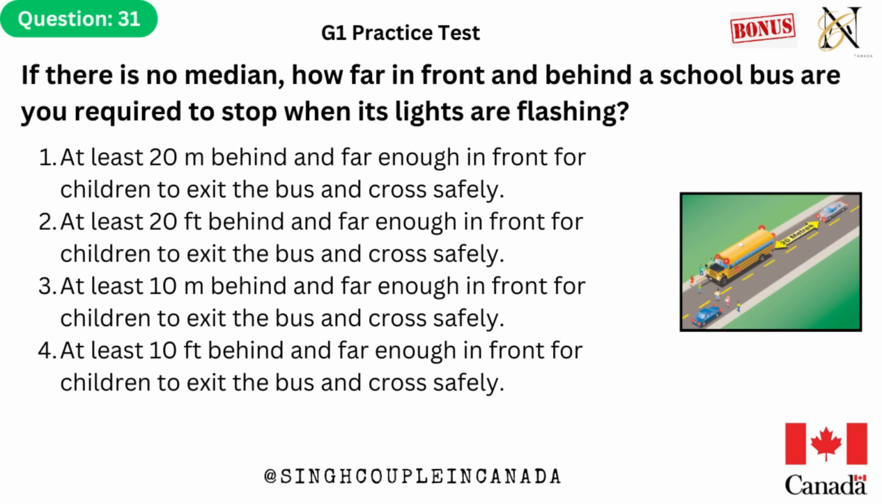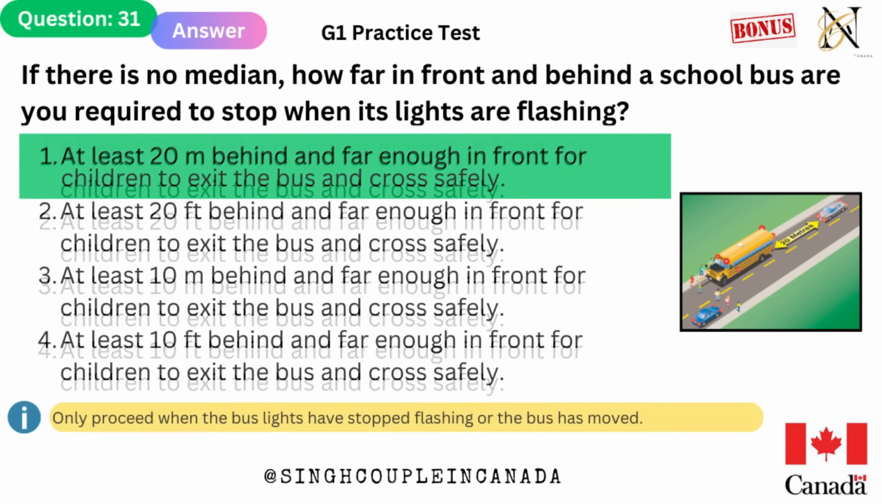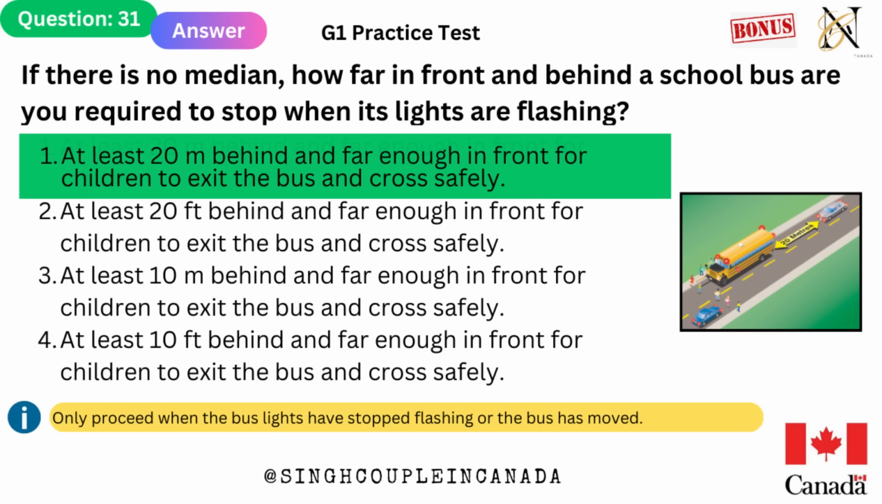1. At least 20 meters behind and far enough in front for children to exit the bus and cross safely. 2. At least 20 feet behind and far enough in front for children to exit the bus and cross safely. 3. At least 10 meters behind and far enough in front for children to exit the bus and cross safely. 4. At least 10 feet behind and far enough in front for children to exit the bus and cross safely. The answer is 1. At least 20 meters behind and far enough in front for children to exit the bus and cross safely. Only proceed when the bus lights have stopped flashing or the bus has moved.